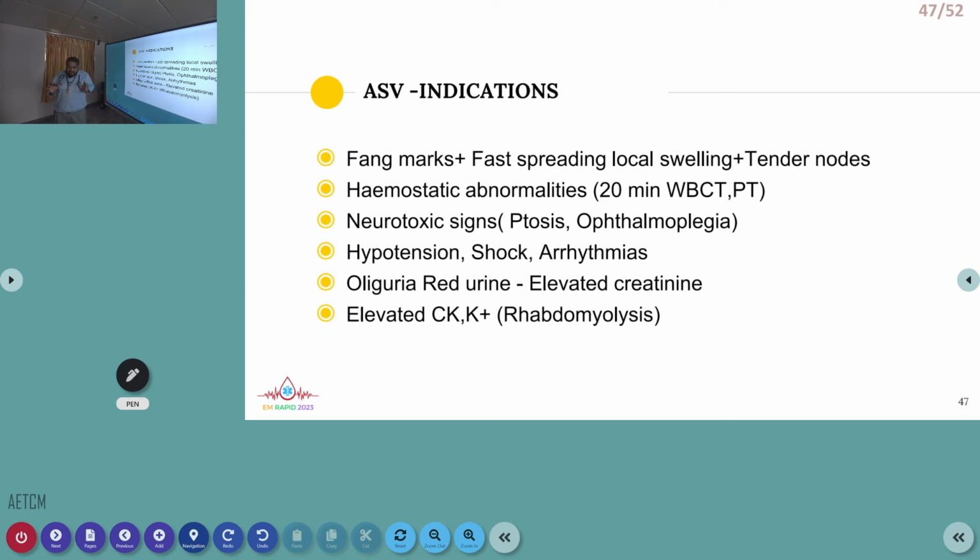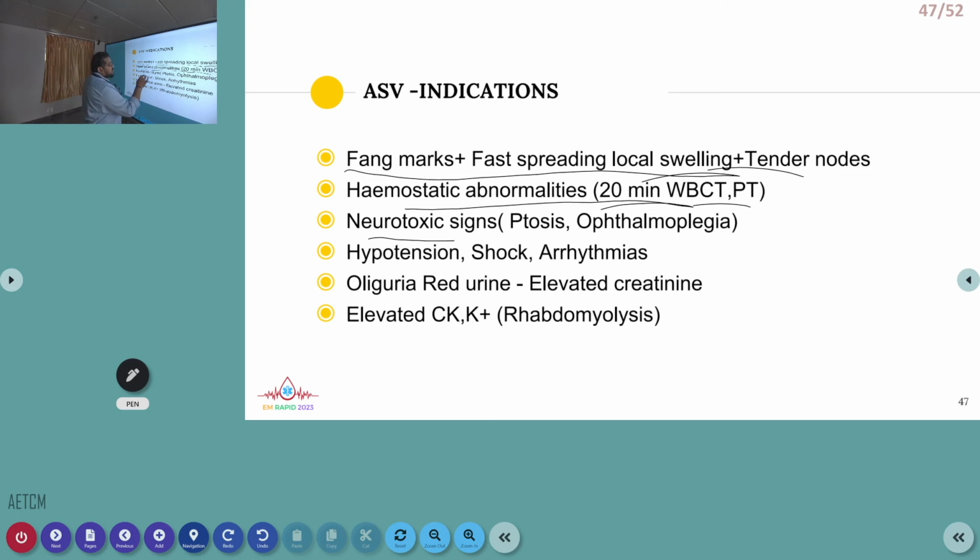Whenever you have decided to administer anti-snake venom to a patient, what are the key decisions you need to make? What are the basic indications to give anti-snake venom? The most common indication will be a fang mark with fast spreading local swelling with tender nodes. That is one of the earliest indications, a local sign. And hemostatic abnormality, either 20 minutes WBCT or PT-INR becoming positive.